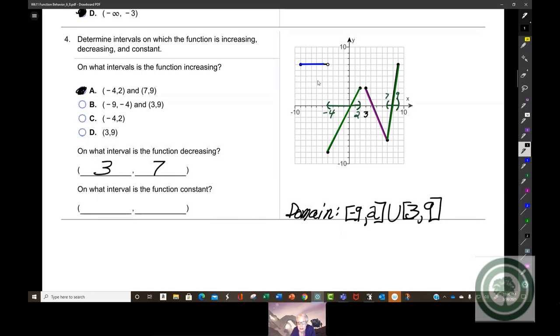And then where is the function constant? Starting at -9, and going almost all the way to -4, where it would be normal to use a parenthesis, since that's an open circle if that's all you were looking at. However, with constant and increasing and decreasing, we always use parentheses. So -9 to -4.